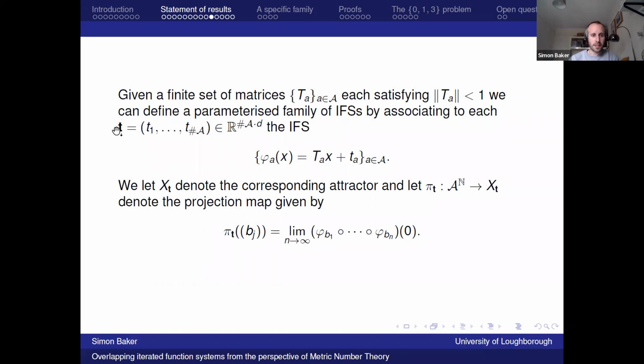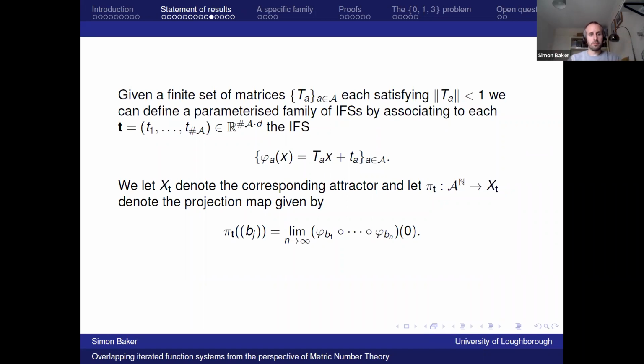So I have a vector t, it's bold t, which lies in d times the number of elements in my iterated function system dimensional Euclidean space. And to each one of these blocks of length d, I'm going to associate a translation vector, and that's going to tell me the translation I apply once I've applied my matrix to a point x. So you see this vector determines this iterated function system. This again gives me a parameterized family where the parameter is this bold vector t.